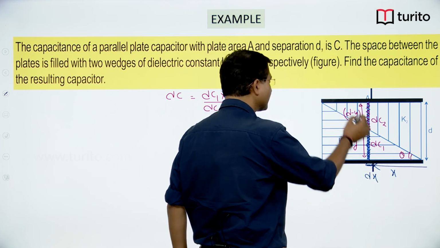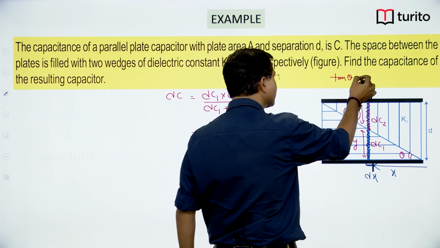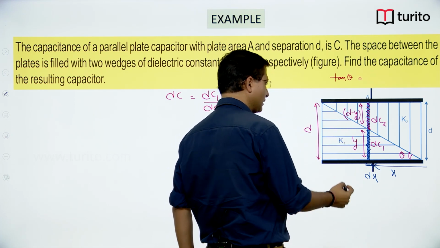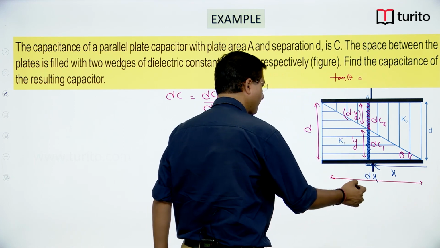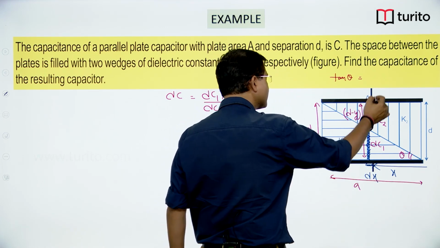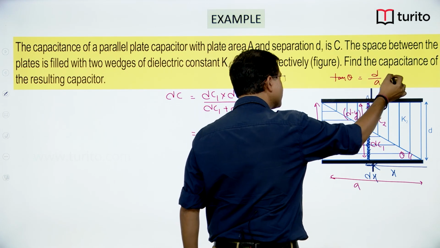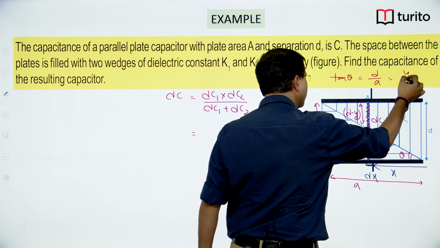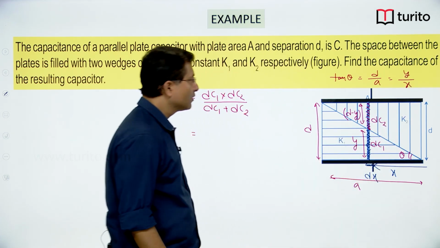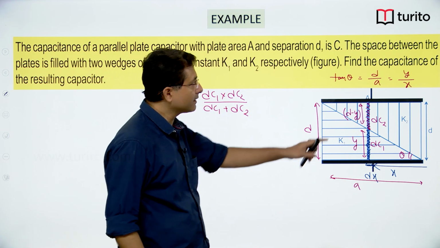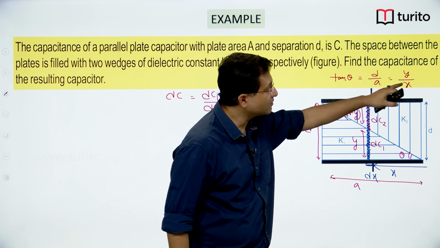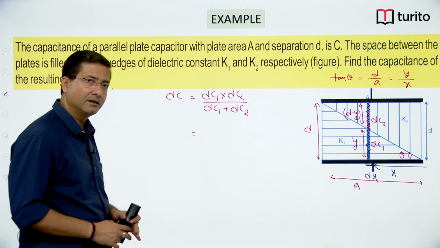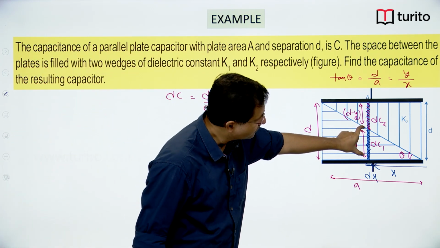So I can write tan theta is equal to, this is d and this one say a. So tan theta is equal to d by a, which is equal to, look at this triangle, this is x, this is y, so y by x. Here I have the relation between y and x, because this whole thing is constant, I can multiply it over here. Now, dC1, look at this capacitor.